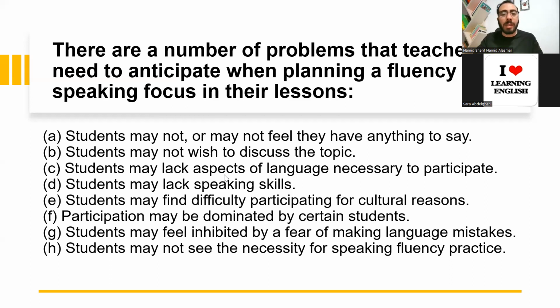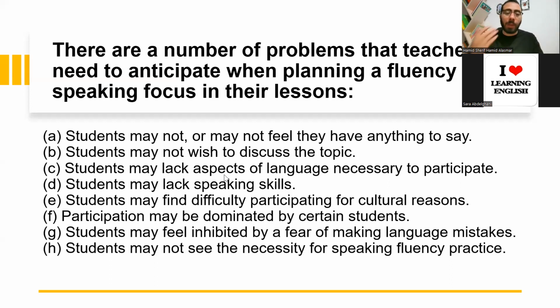C: students may lack aspects of language necessary to participate. Again, you can give them a stage that we call useful language before they start speaking. You can give them some phrases to use when they are speaking. Giving them a video to watch and write and speak is not always helpful, even with lower levels, because we need to give them a lot of support. So you need to give them the language they're going to use. For example, if they are discussing a topic and they have to agree or disagree, then you need to give them the phrases to use. And this will add to their vocabulary range, and then they could use it later on.